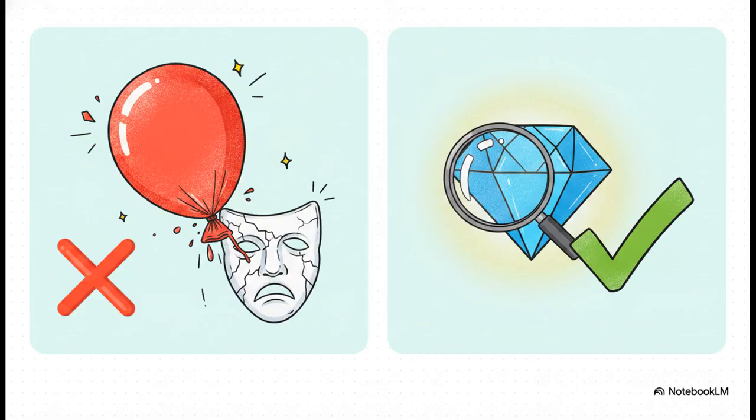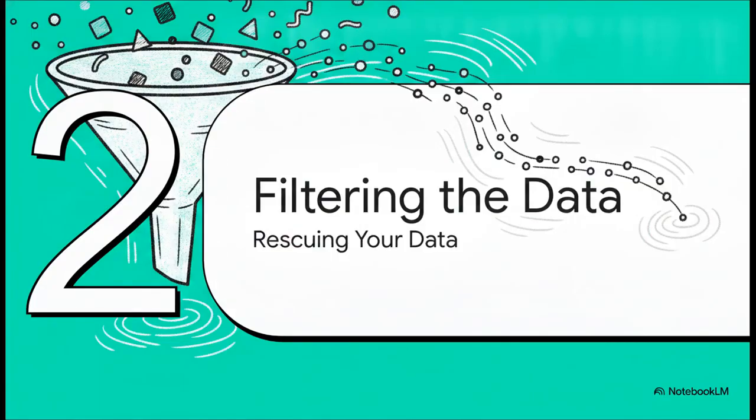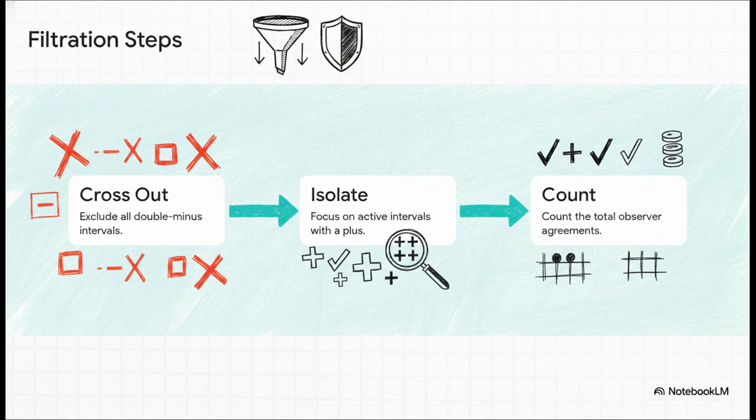Moving to Section 2, filtering the data, rescuing your data. We are going to act as a filtration system to save our numbers from these deceptive little artifacts. Scored-Interval IOA stops the inflation trap dead in its tracks, provided you follow these exact steps. Step 1 is absolutely crucial. You have to aggressively cross out and exclude every single interval where neither observer recorded an occurrence. Just delete those double minuses, get them out of there. Step 2, you isolate the remaining active intervals. And finally, step 3, you count your agreements.